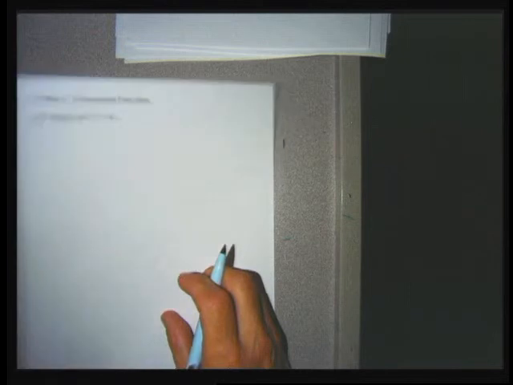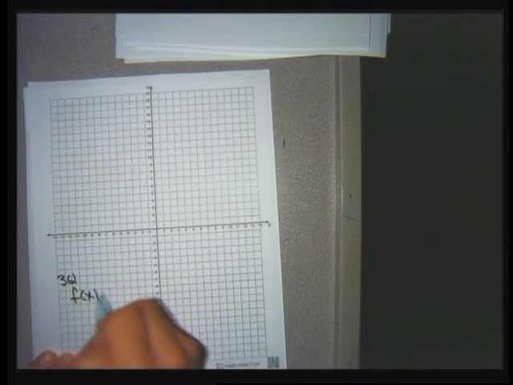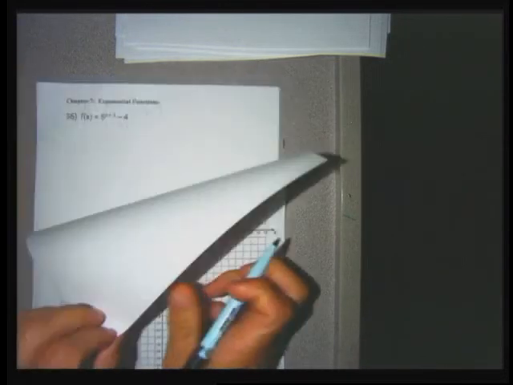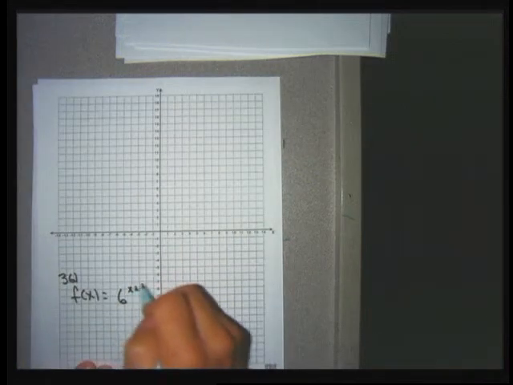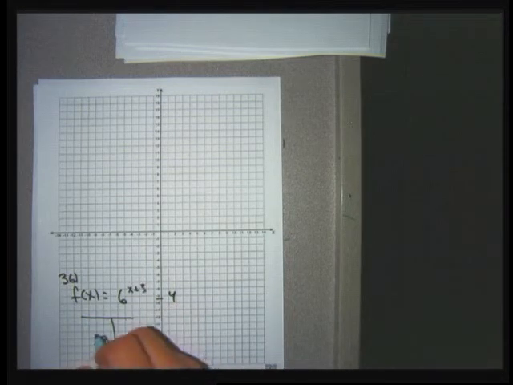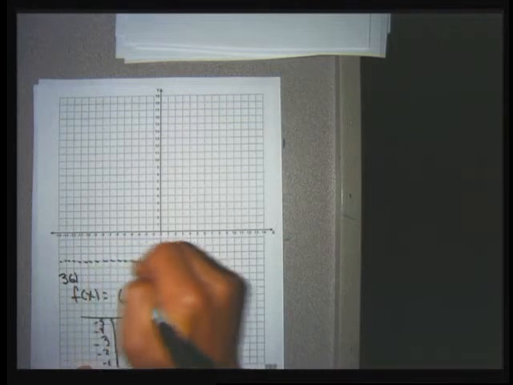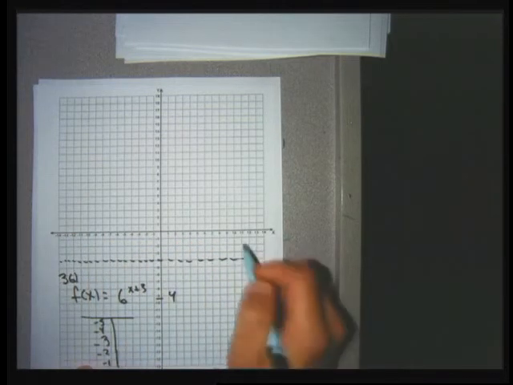36. Hopefully you can predict what the range is going to be because of that -4. So for 36, f of x equals 6 to the x plus 3 minus 4. My table is going to have a -3 in the middle because of the plus 3. Then I'm going to go -4, -5, -2, -1. I'm going to find -4 on the y-axis and draw my dashed line.